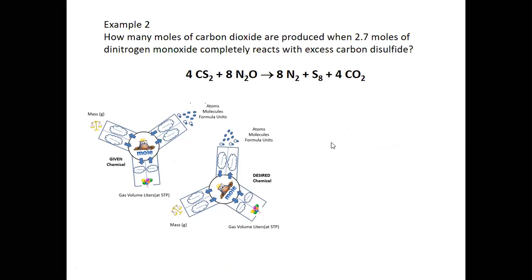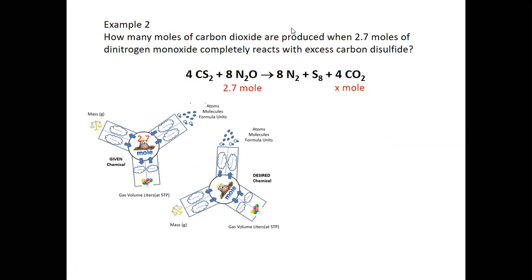Okay, so we have a given and a desired once again, and we're reading, and we're looking for our given. In this case, our given, it says, is 2.7 moles of dinitrogen monoxide. So dinitrogen monoxide would be represented by this chemical right here. So 2.7 moles of that, we're relating a mole amount to another mole amount. It asks for how many moles of carbon dioxide are produced. So carbon dioxide happens to be this chemical.